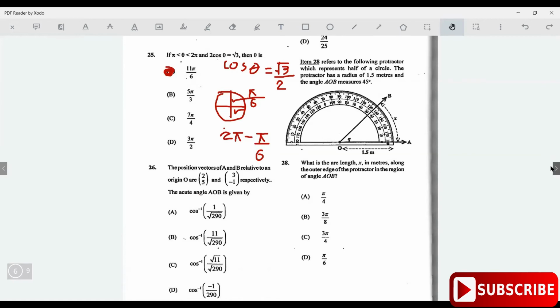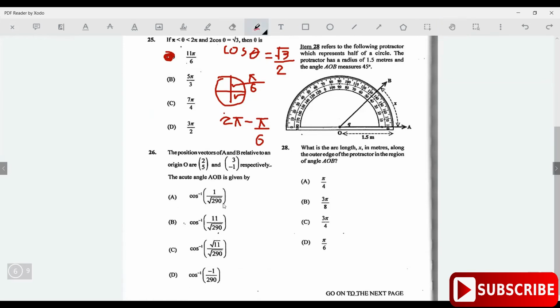Question 26 says the position vectors of A and B relative to an origin are 2, 5 and 3, minus 1 respectively. All right, the position vectors of A and B relative to the origin O, and they want the acute angle AOB. What I like to do is picture what is going on. I like to do a rough sketch. Vector A, let's say A is 2, 5. If you have 2 right here and 5 right here, this would be A.